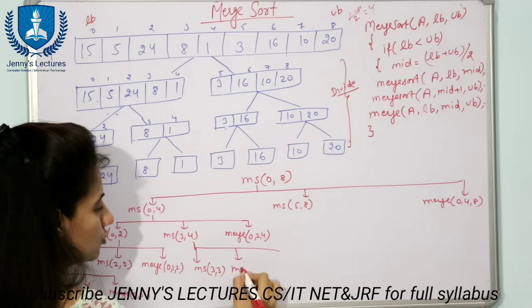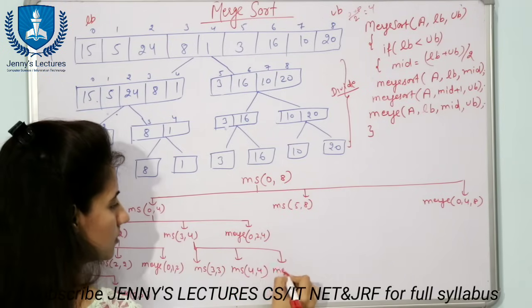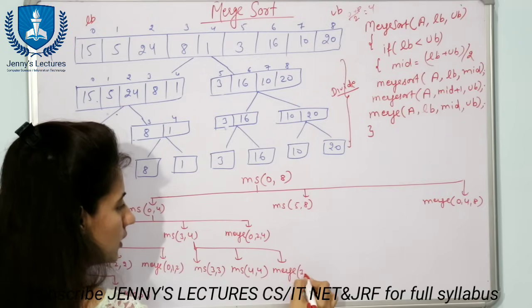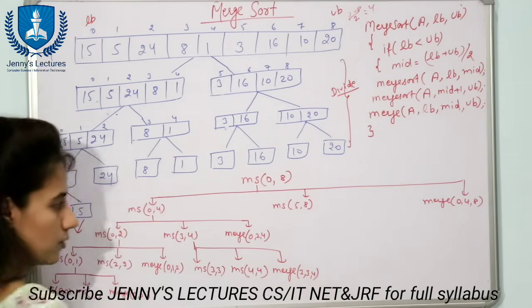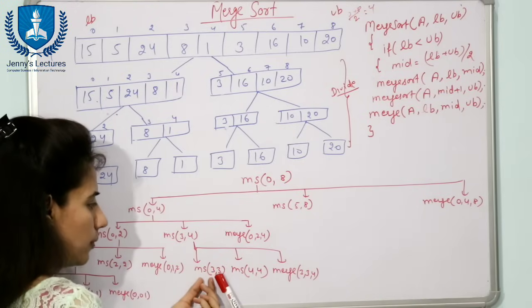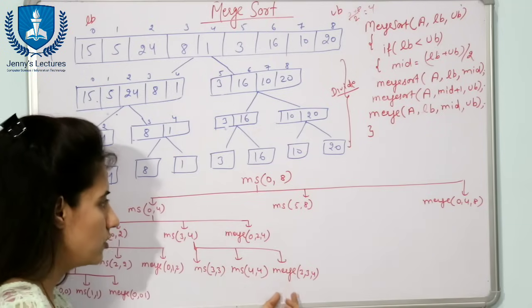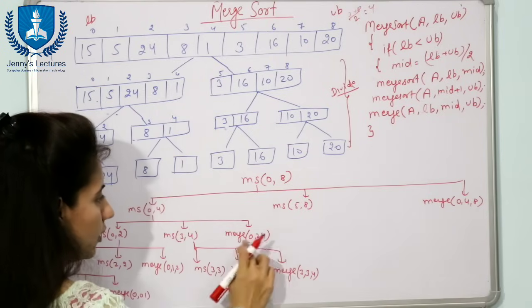Second is merge sort 4 to 4, and this one is merge 3, 3 and 4. Fine. 3, 3, lower bound is 3, upper bound is 3. 3 is less than 3, no. 4 is less than 4, no. We are not going to divide this, merge this. Then again we have this merge.